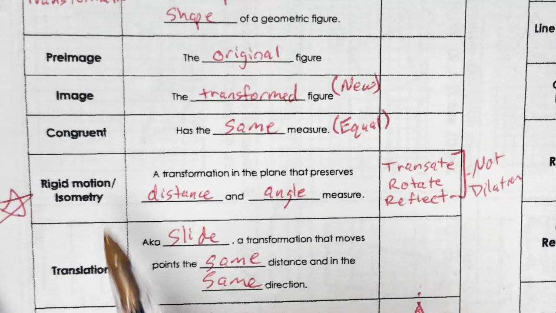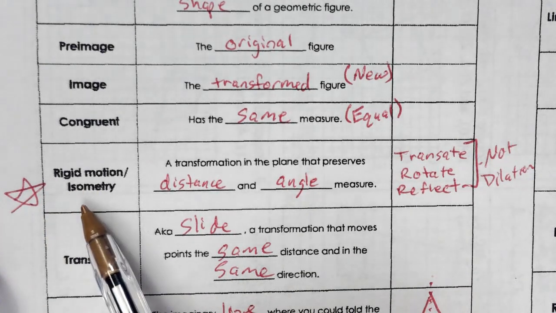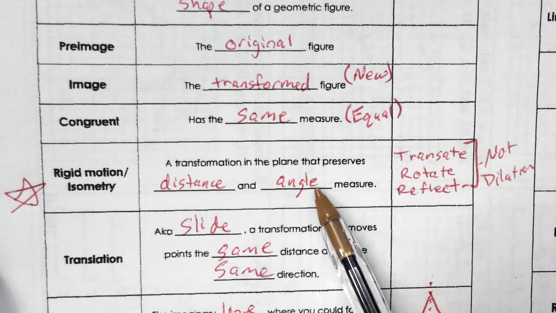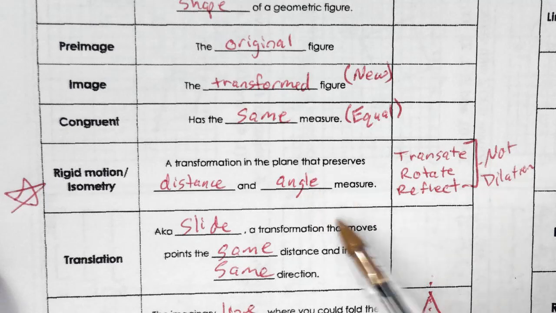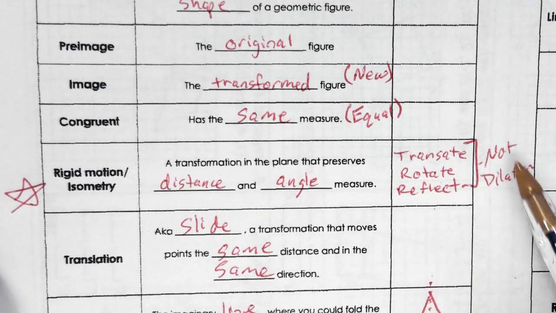All right, rigid motion. This is important, so put a star next to it. So rigid motion or isometry is a transformation in the plane that preserves distance and angle. So distance and angle measure. So that's translate, rotate, reflect, everything but dilation.